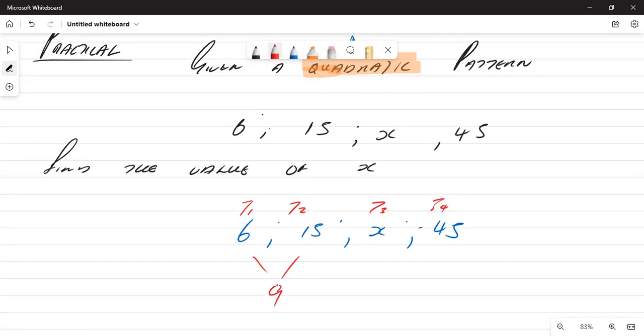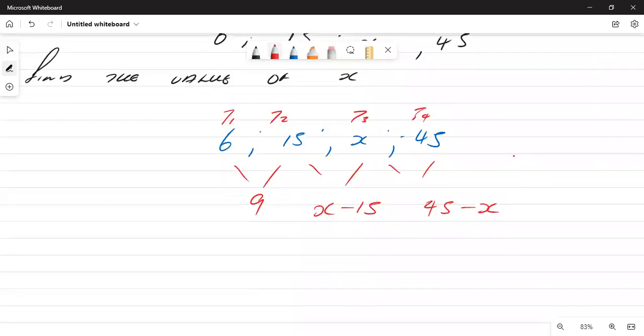Then we're going to say T3 minus T2, where we're going to end up with x minus 15. We then go on to say that it is also going to be T4 minus T3, where you're going to end up with 45 minus x. That is just the first difference. Once the first is done, we go on and calculate the second. Our second difference would therefore look like this. It is still going to be highest term minus lowest term.